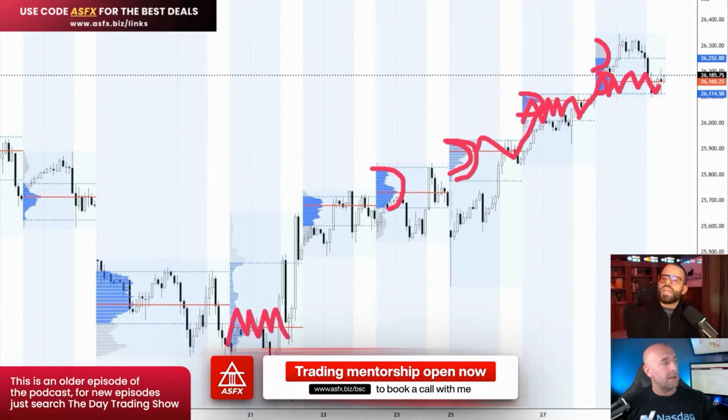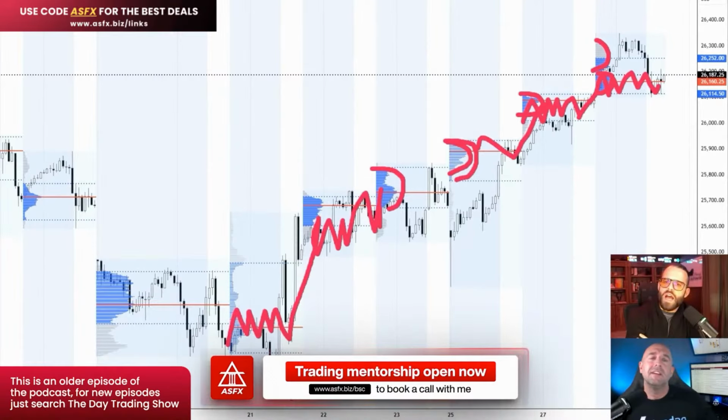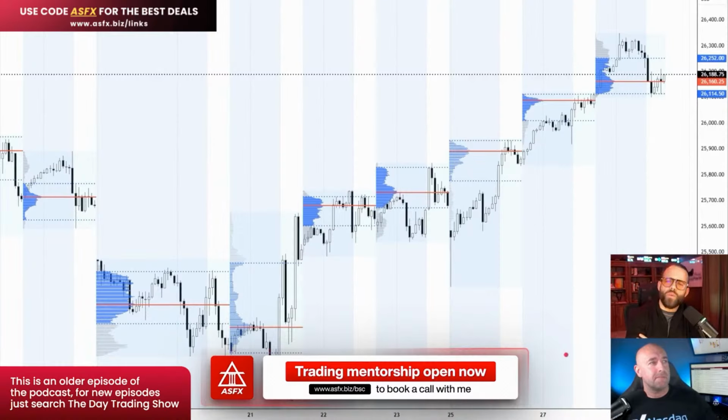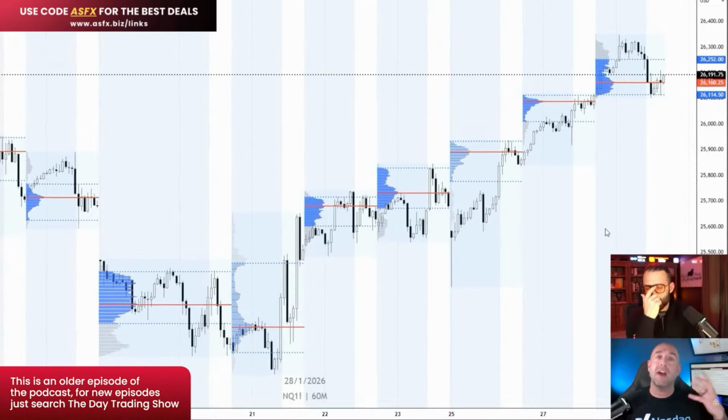Are you using previous value area high, previous value area low levels? Absolutely. What's the difference between those and then just being outside the bands? There is not much of a difference. That's the beauty. We treat them in the same type of concept.